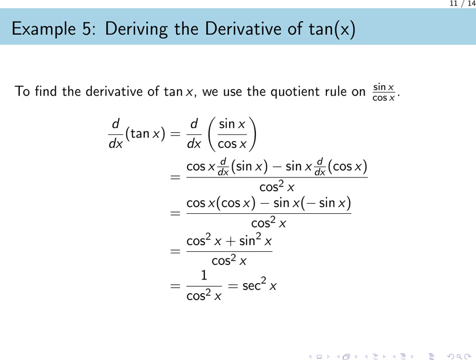The derivative of sine is cosine, and the derivative of cosine is negative sine. After substituting, the numerator simplifies to cosine squared of x plus sine squared of x. This is a great example of how other math rules appear in calculus, because the Pythagorean identity tells us this numerator is exactly equal to 1. This leaves us with 1 over cosine squared of x, which is the definition of secant squared of x. So the important takeaway is that the derivative of tangent of x is secant squared of x.